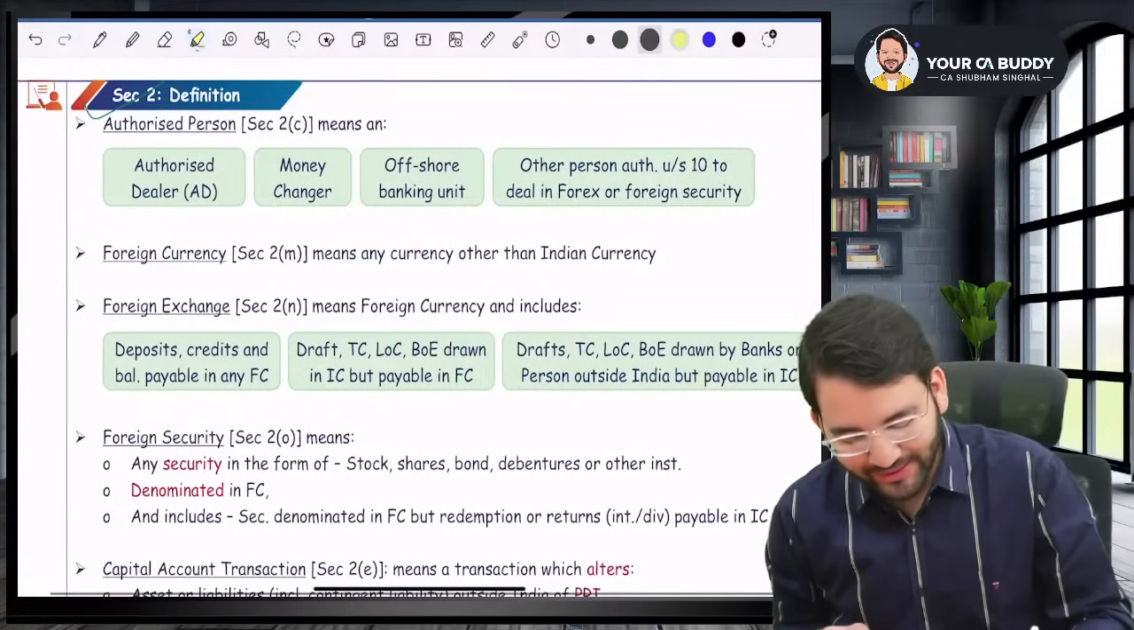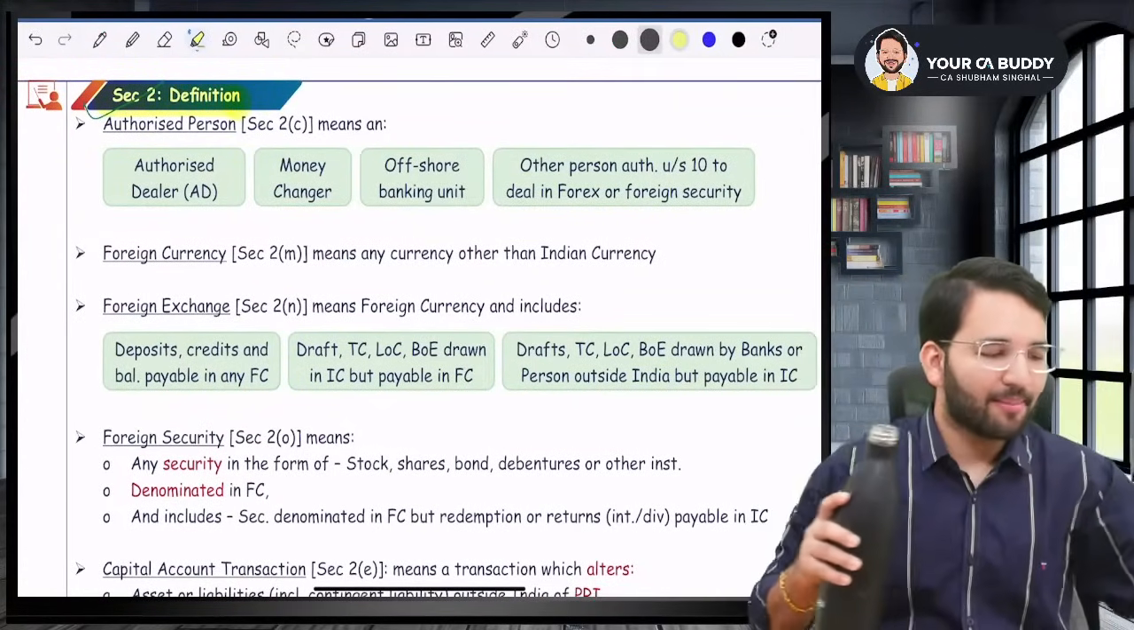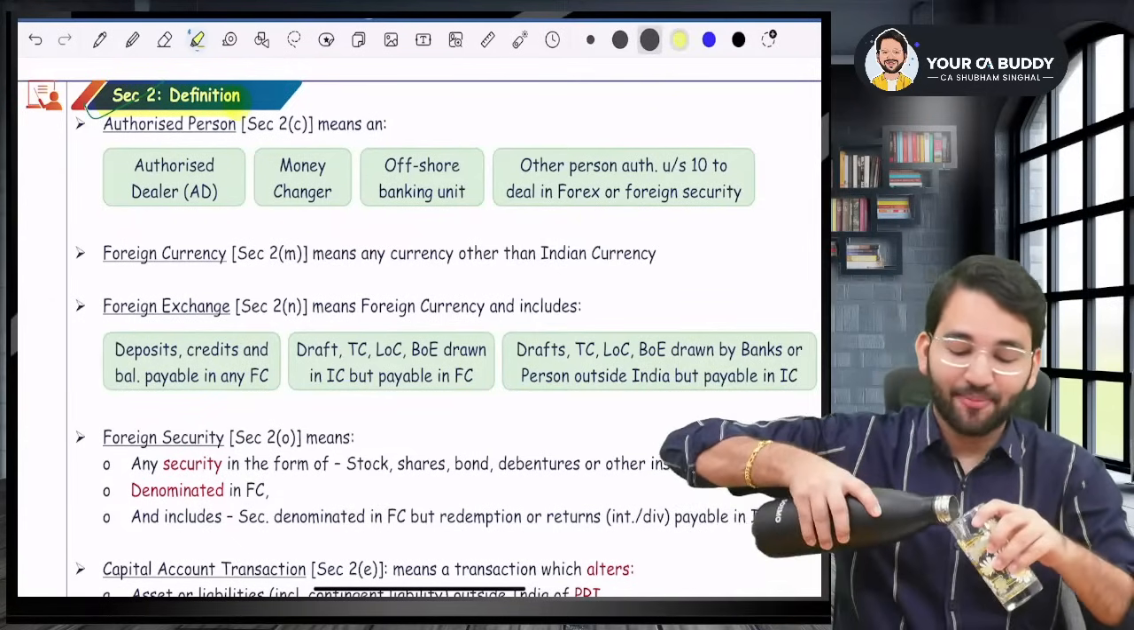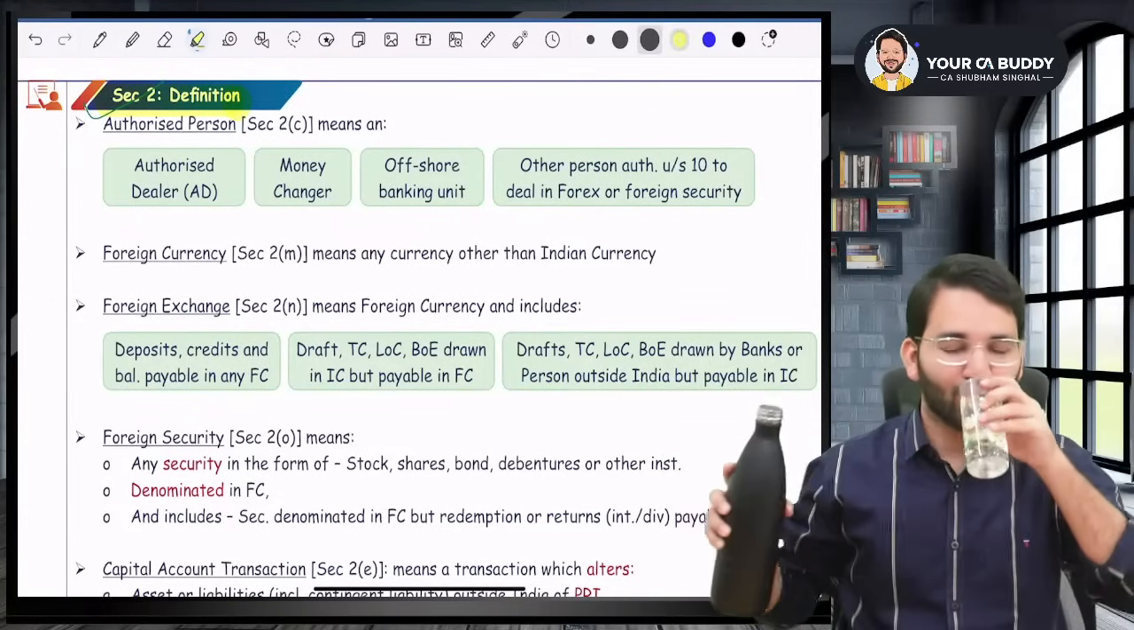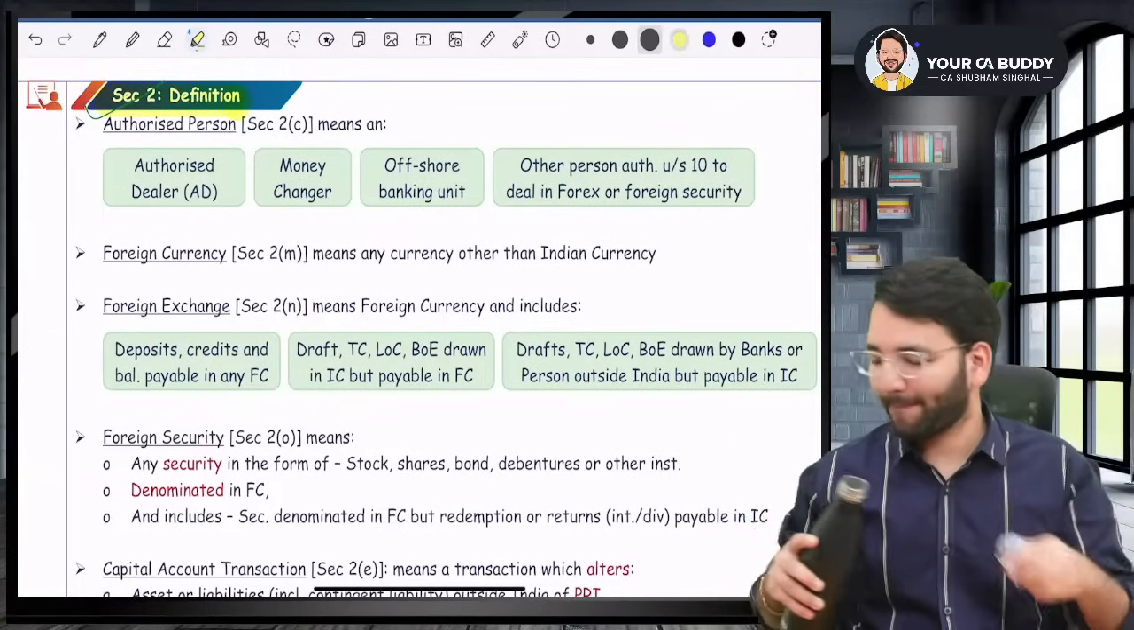Now coming to the next point, section number 2, definitions. Are you with me? Sir, we have some other definitions left, but did you understand person resident in India and person resident outside India? Did you understand? Yes?